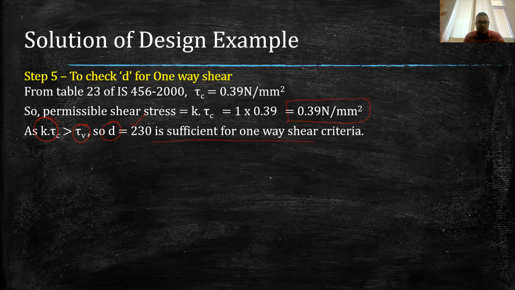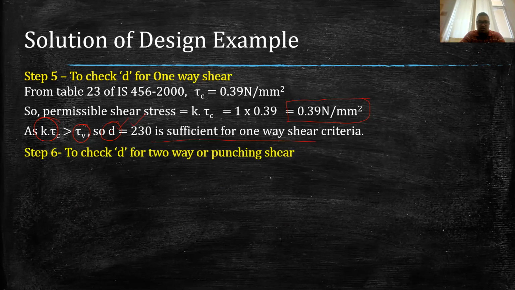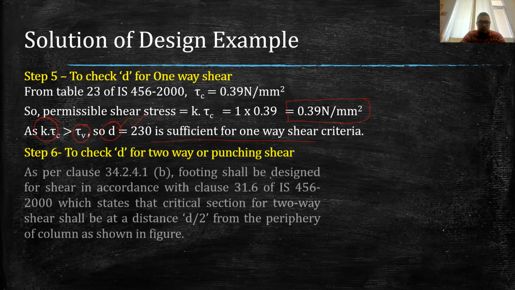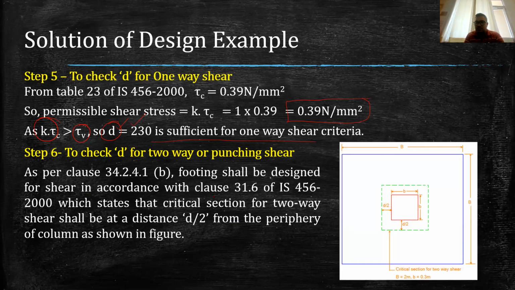Now, this d has passed the one-way shear criteria. We have to check this d for another shear criteria, which is the punching shear criteria or the two-way shear criteria. Here we know that the critical section for two-way shear occurs at the d/2 distance from the periphery of the column. We can see in this diagram also, this green dotted line shows the critical section for two-way shear.